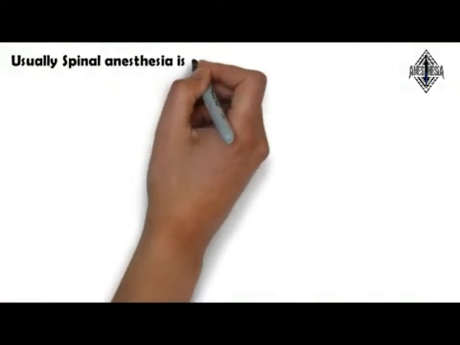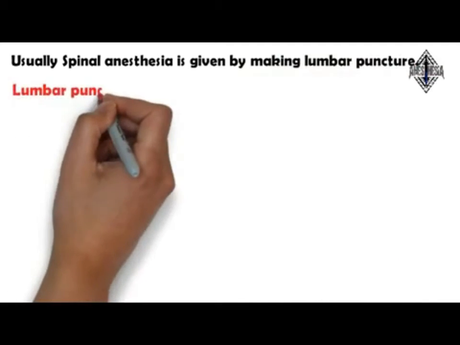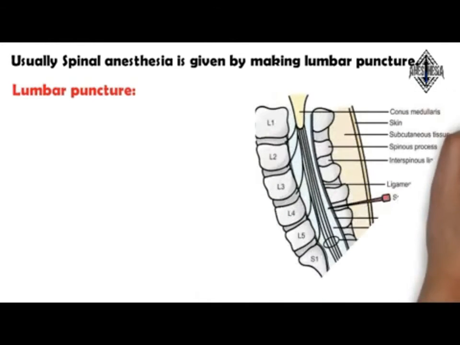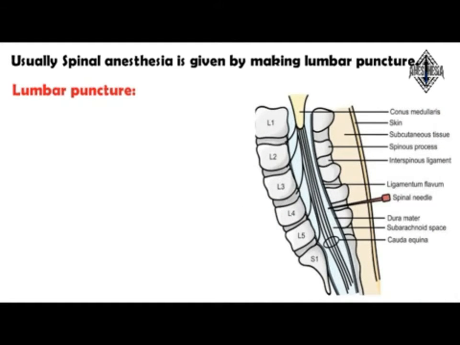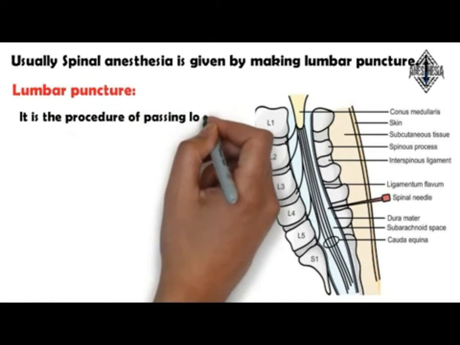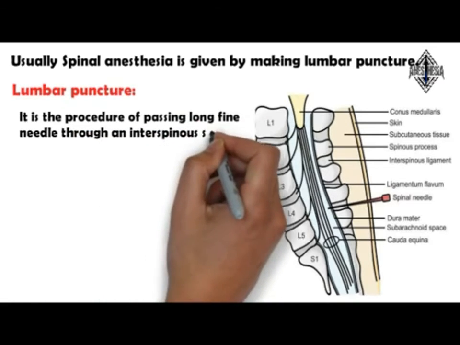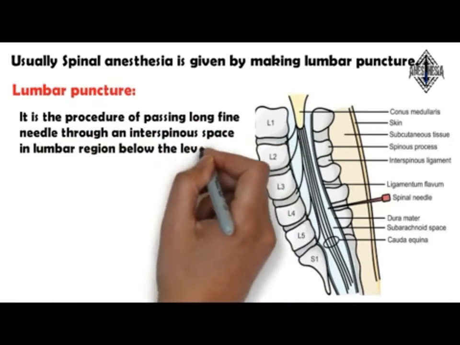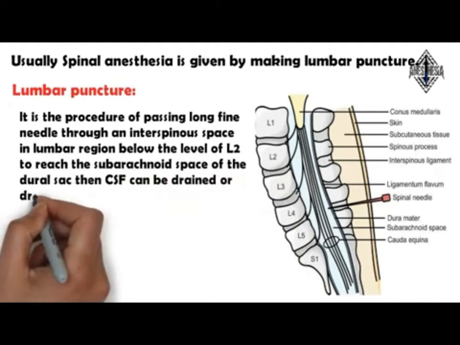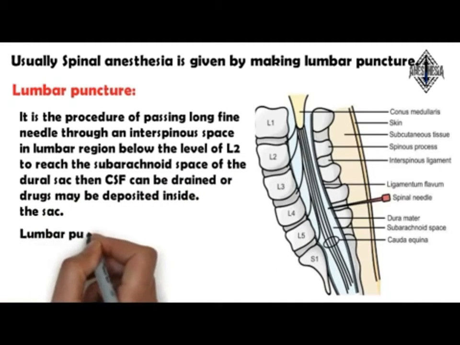Usually spinal anesthesia is given by making a lumbar puncture. Lumbar puncture is the procedure of passing a long fine needle through an interspinous space in the lumbar region below the level of L2 to reach the subarachnoid space of the dural sac. Then CSF can be drained or drugs may be deposited inside the sac.